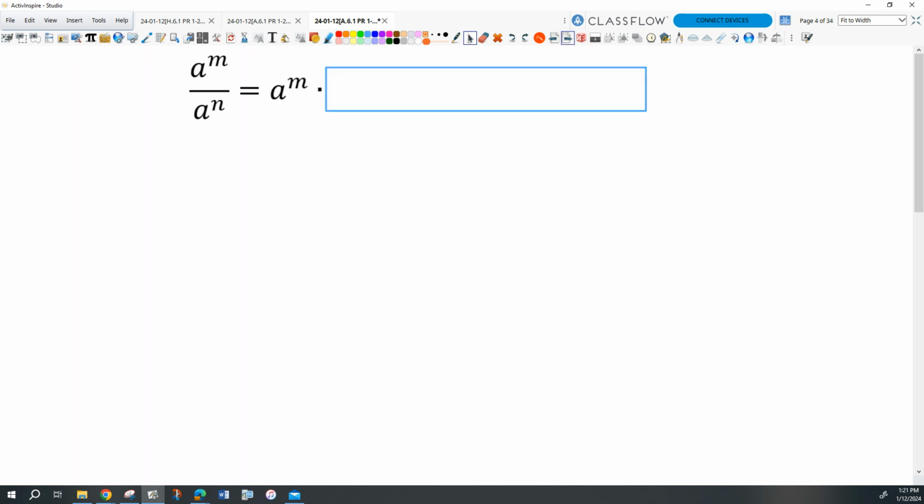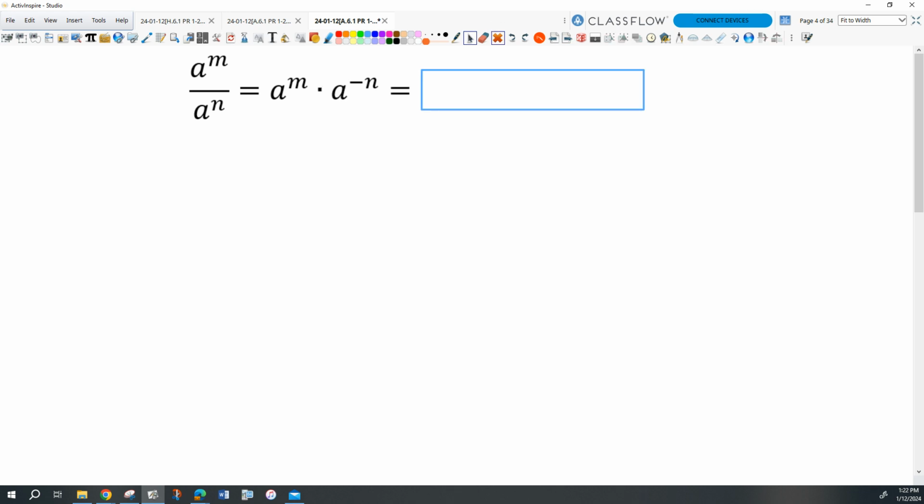Okay, so now we can combine the two rules that we just talked about and derive another rule. So a to the m divided by a to the n. How could I rewrite that quotient as a product? A to the negative n. It'd be the same thing as a to the m times a to the negative n. I could put that a to the n on the bottom, push it up to the top, and just make the exponent negative. Give me thumbs. Does that make sense?